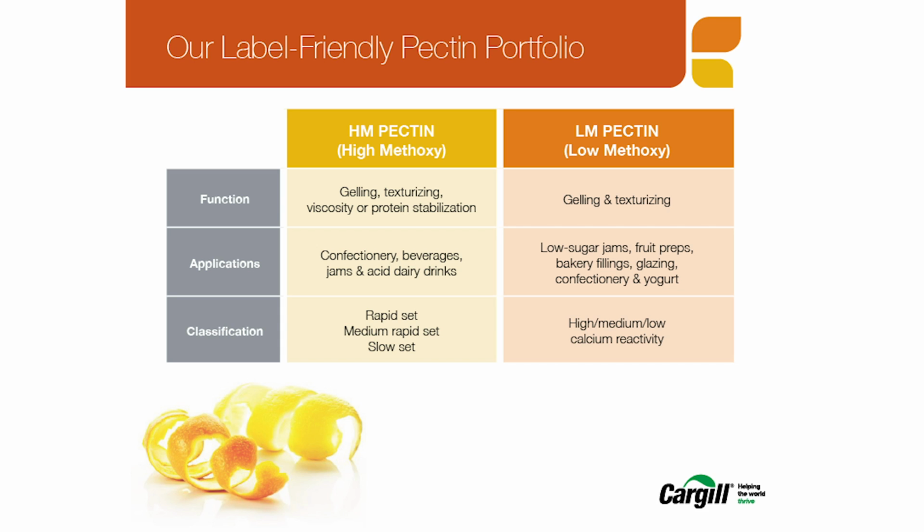Then we also have low methoxy pectins, which offer gelling, texture, and stability in products like low sugar jams, fruit preps, bakery fillings, glazes, and yogurt. These pectins are classified based on their calcium reactivity in low, medium, and high. Let's take a deeper look into each of these pectins.